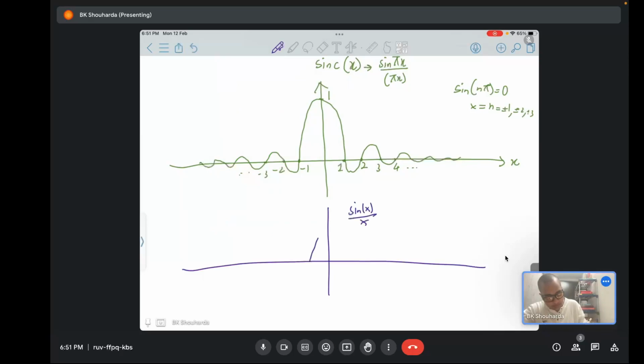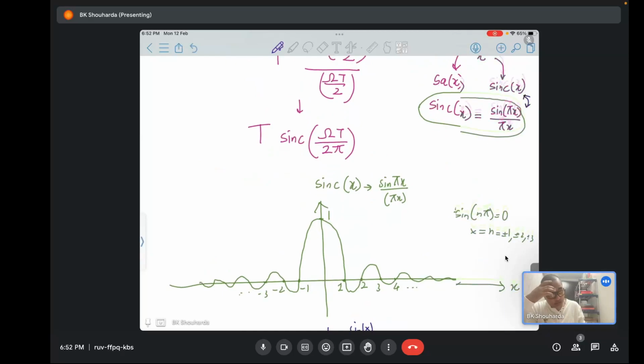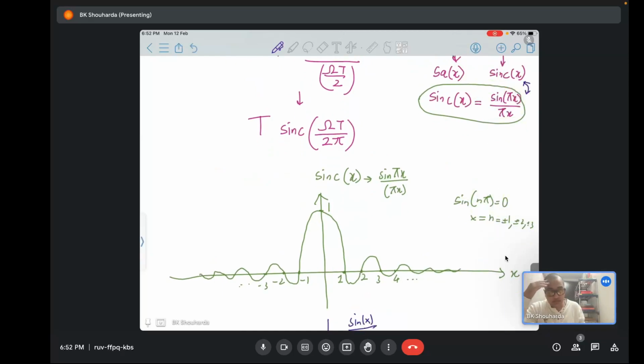Now if I draw sine x upon x, let me remind you, what I'm talking about is shape. The shape is still the same. The 0 crossings are at pi, 2 pi, 3 pi, and so on. Integral multiples of pi are the 0 crossings of this sinc signal. So when I'm talking about t sinc of omega t upon tau, your spectrum is looking like this.